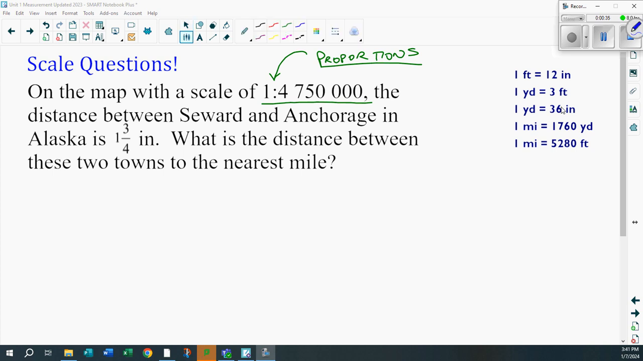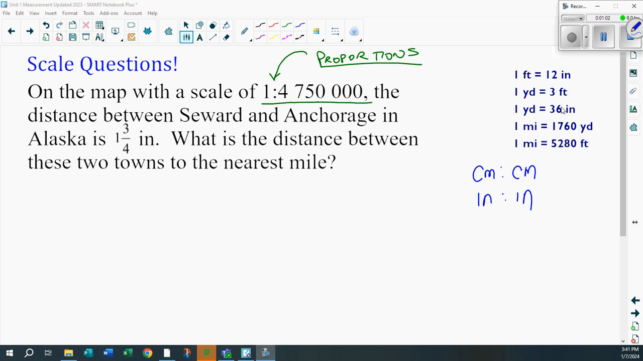I'm going to show you this before I even read the rest of the question. All scale questions are based on two types of scales. Centimeters to centimeters, if you're dealing with metric, or inches to inches. So if you look at the first part of this question, it says, on the map of scale 1 is to 4,750,000, are you dealing with centimeters or are you dealing with inches? You don't know. Not until you read a little bit more.